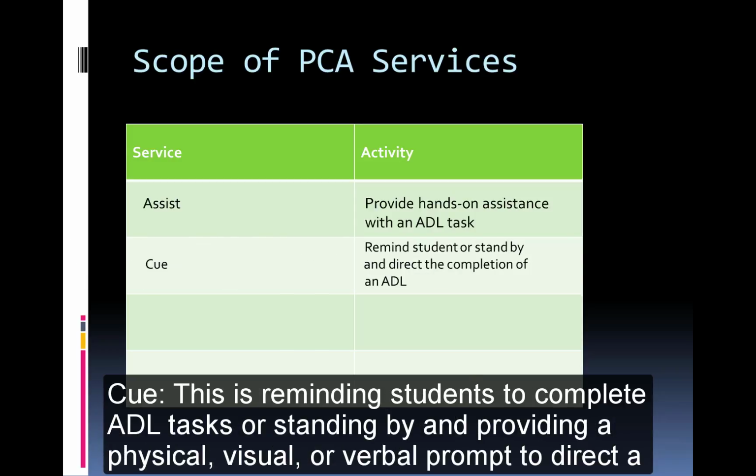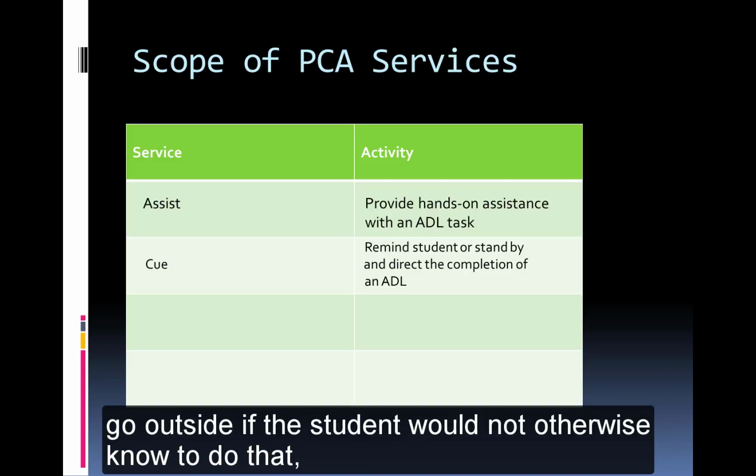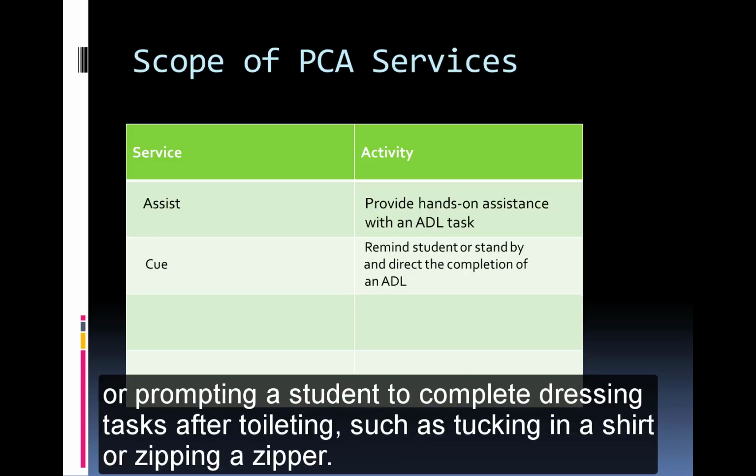Cue. This is reminding students to complete ADL tasks or standing by and providing a physical, visual, or verbal prompt to direct a student to complete an ADL task. An example of this might be reminding a student to put on their coat and gloves to go outside if the student would not otherwise know to do that, or prompting a student to complete dressing tasks after toileting, such as tucking in a shirt or zipping a zipper.